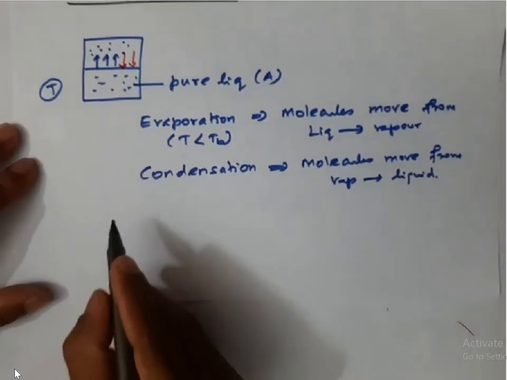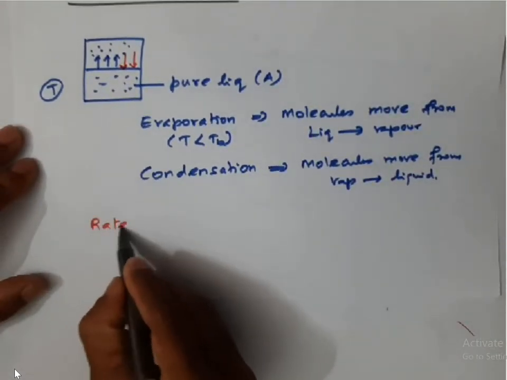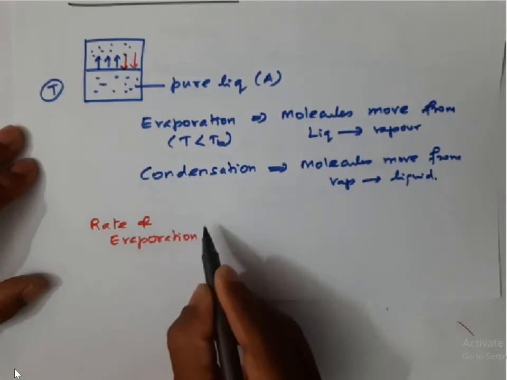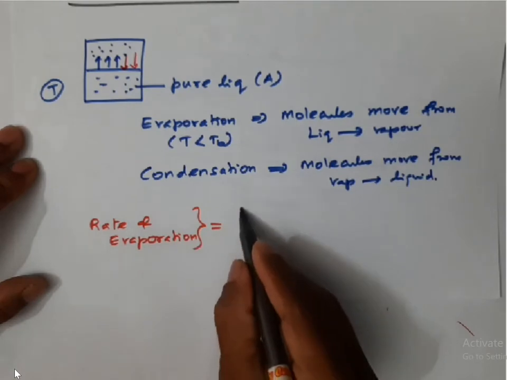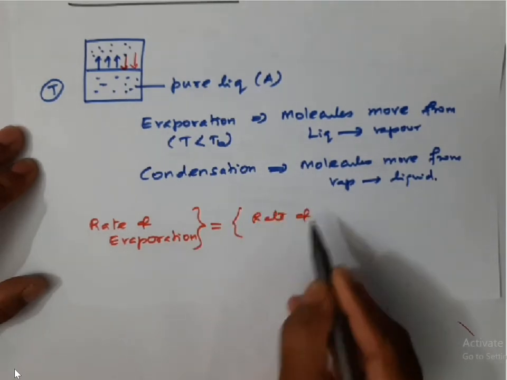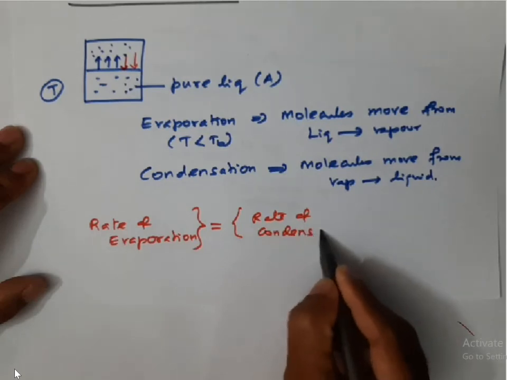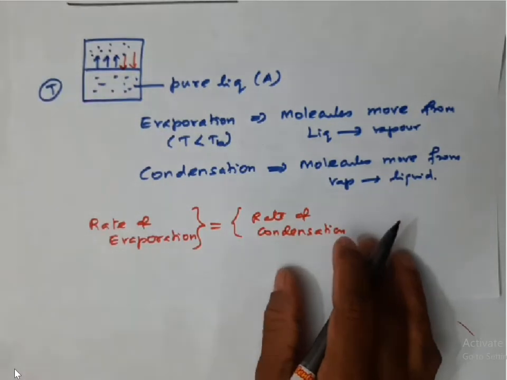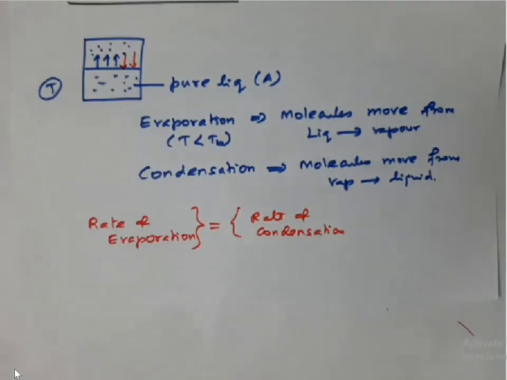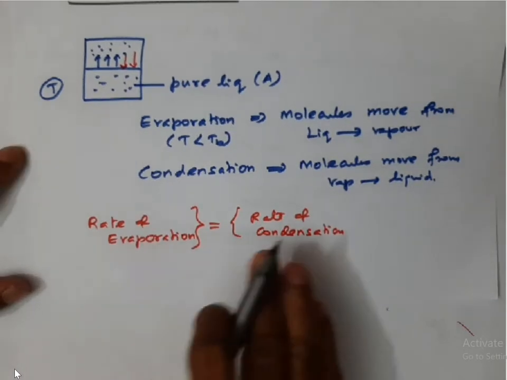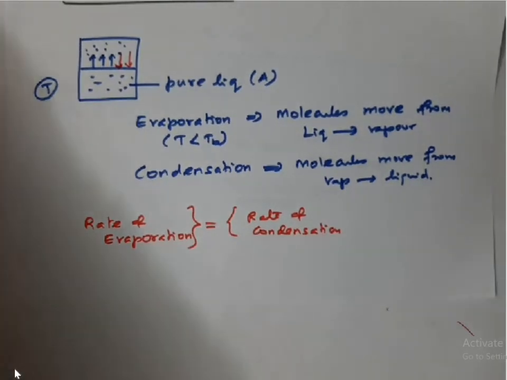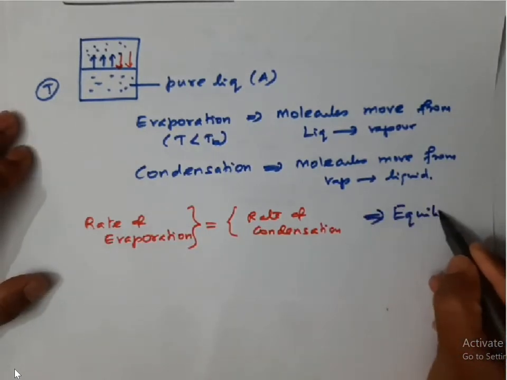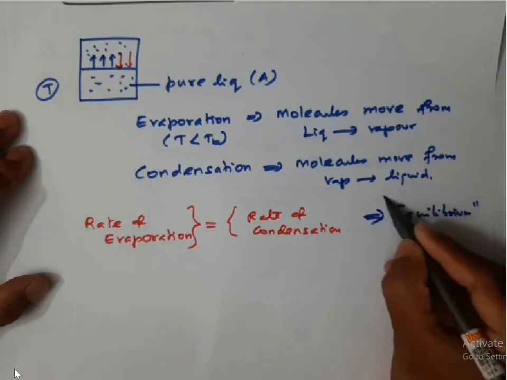Right? So when the rate of evaporation is equal to the rate of condensation, okay, if the speed with which evaporation takes place is equal to the speed with which condensation occurs, we call that stage the equilibrium stage. So equilibrium is attained. Okay, you'll get an equilibrium.